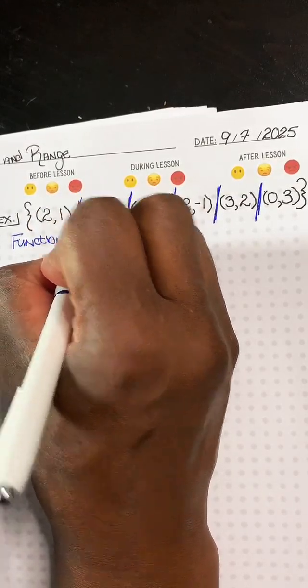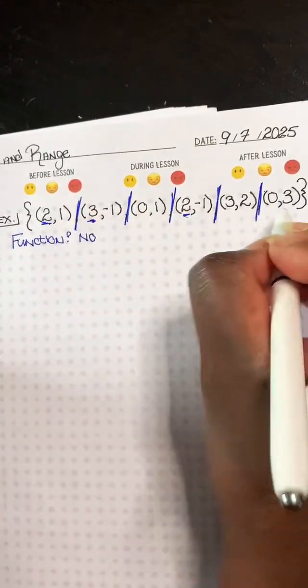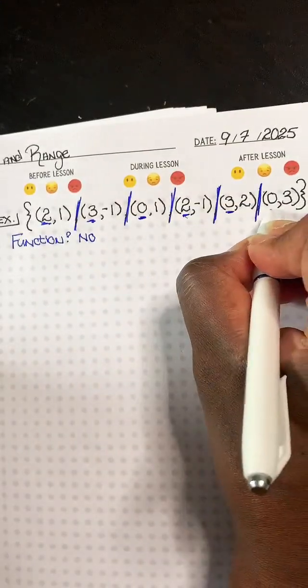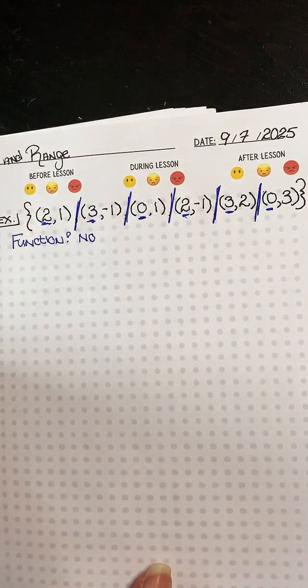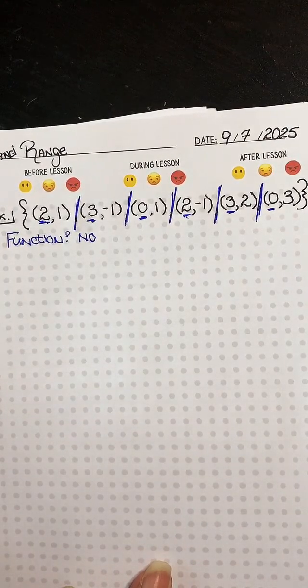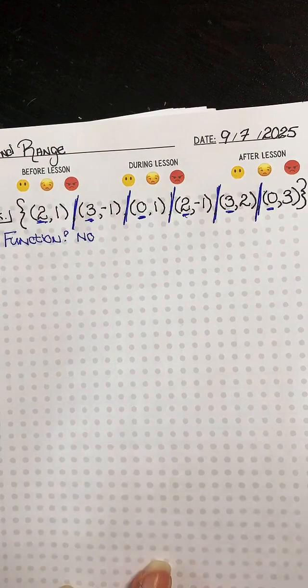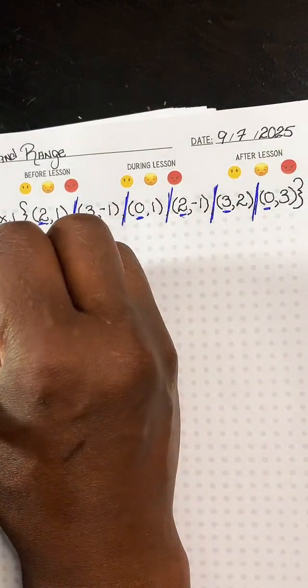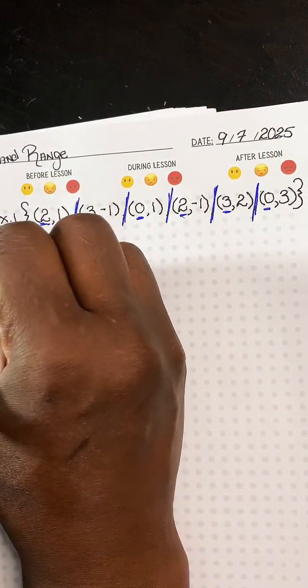And the reason why is my X's, like 2 and 2, they're repeating. 3 and 3, they're repeating. 0 and 0, they're repeating. But now, we're not really focusing on is it a function or is it not a function. We're focusing on domain and range.